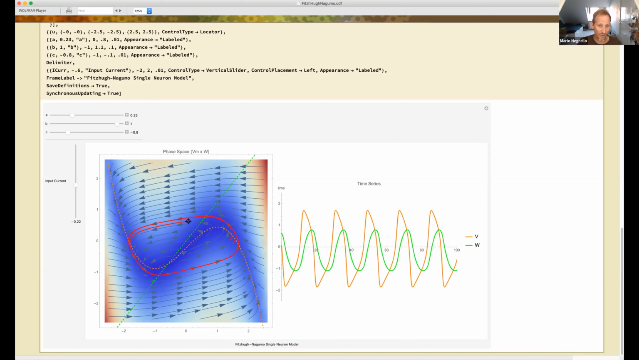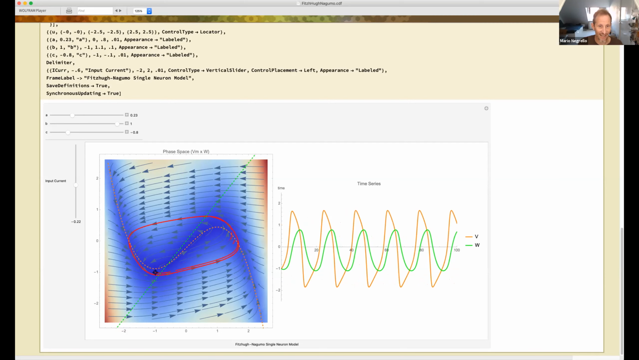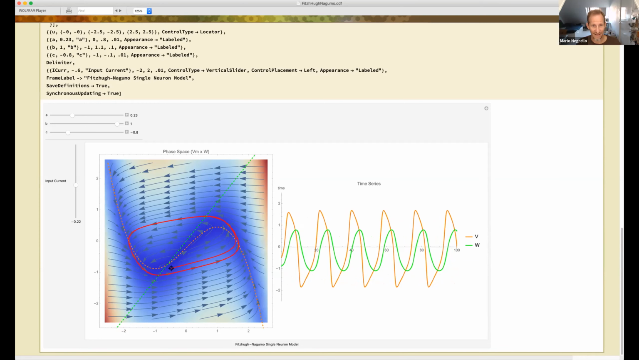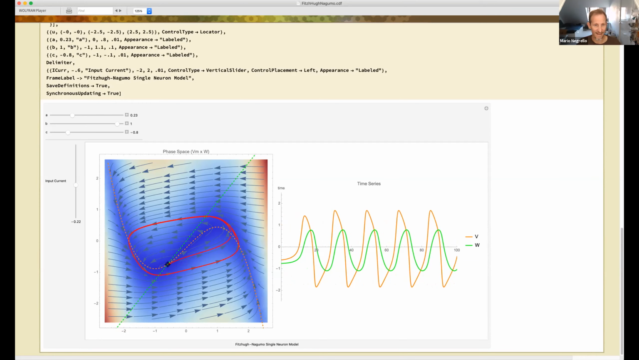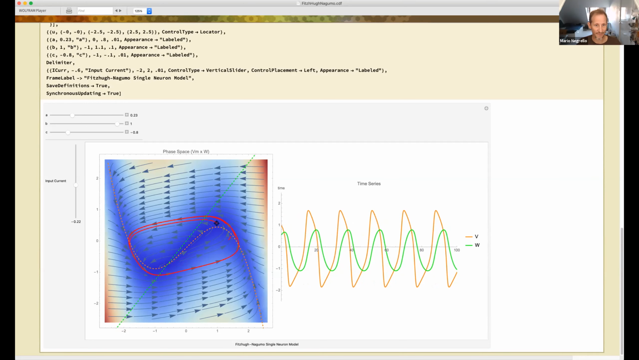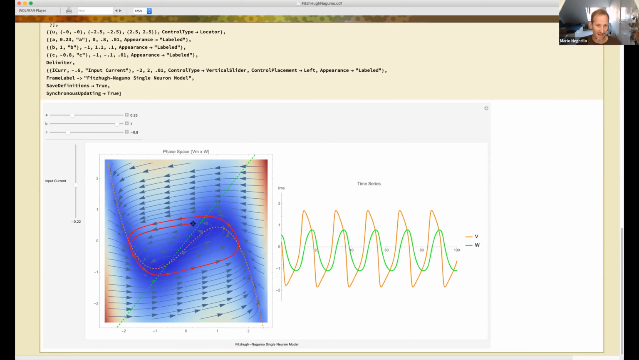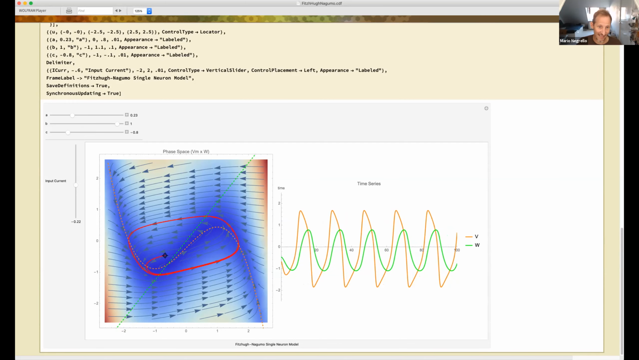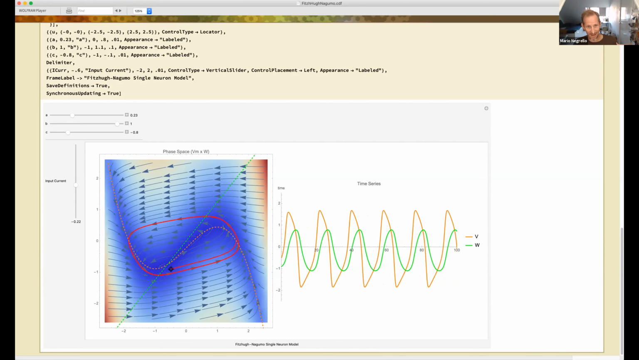And even more so, it's actually a saddle node. It's attracting in one direction and repelling in the other direction. That's what creates this expulsion from this point on.